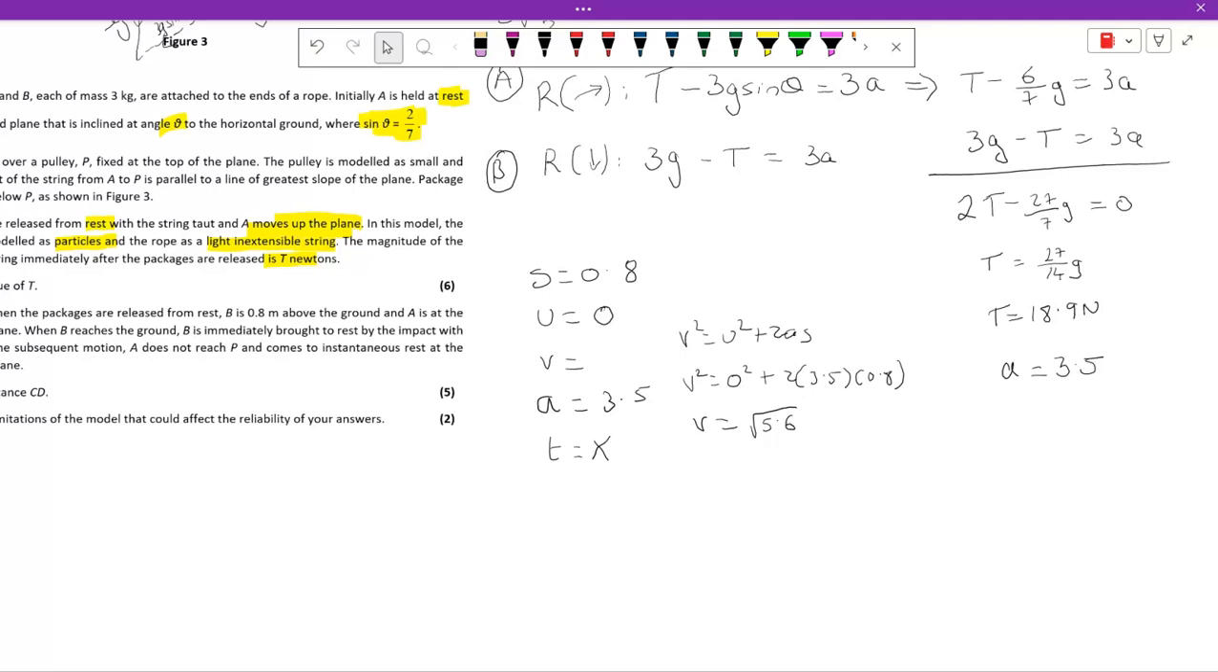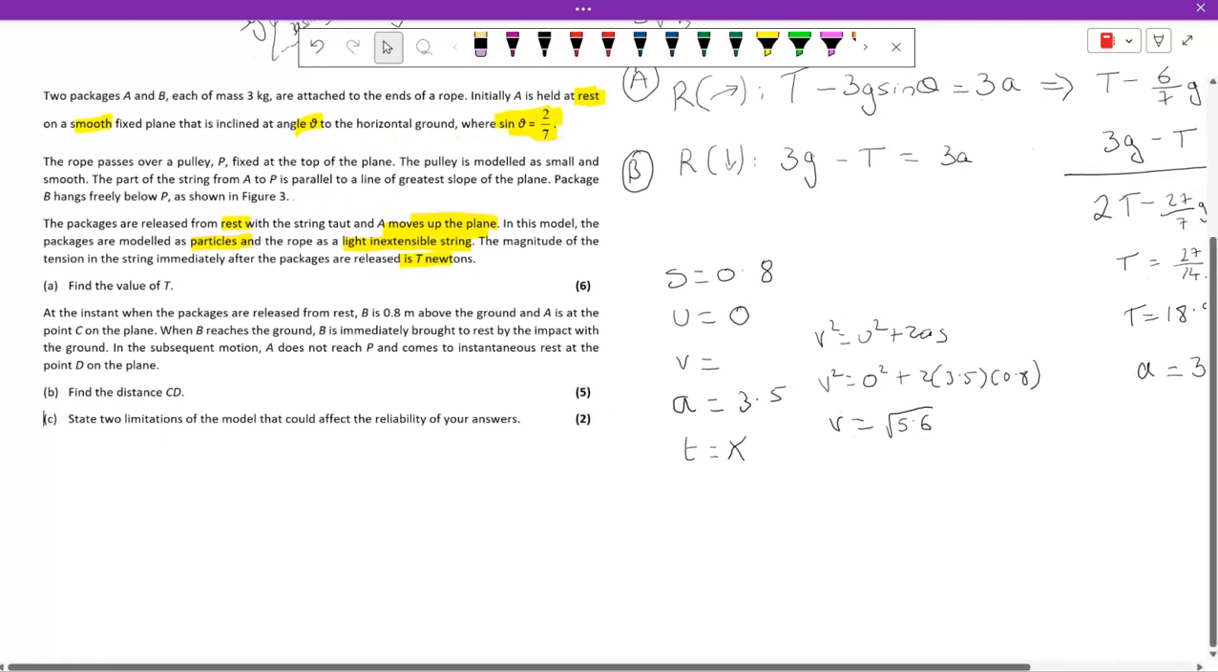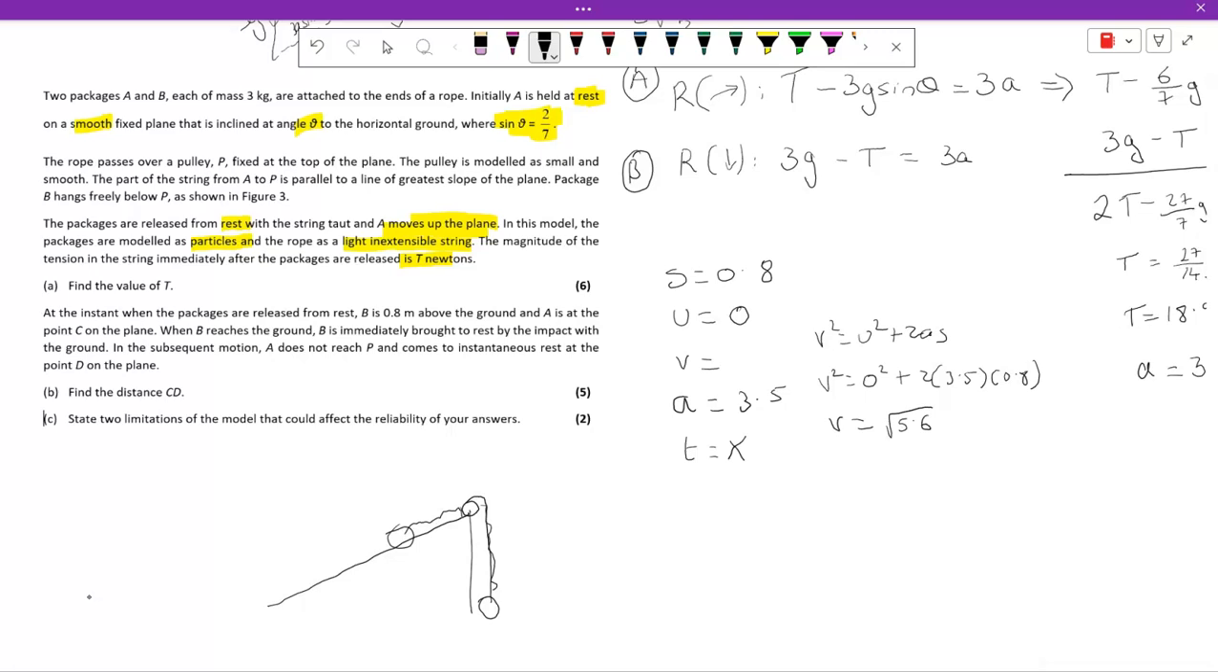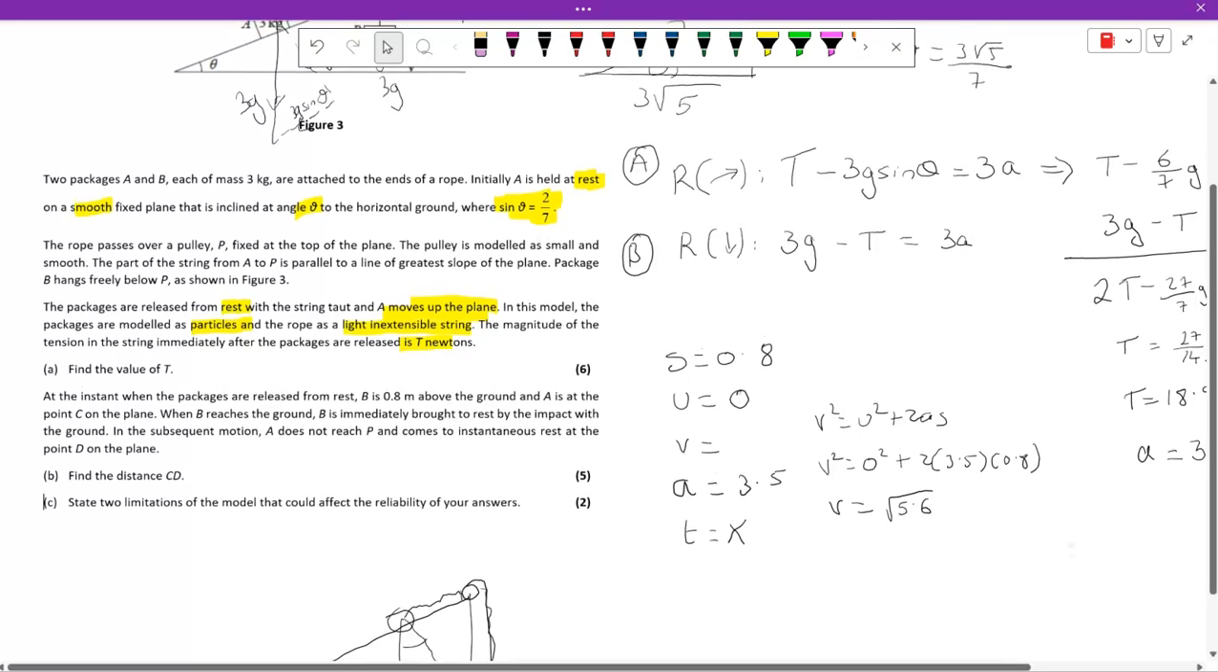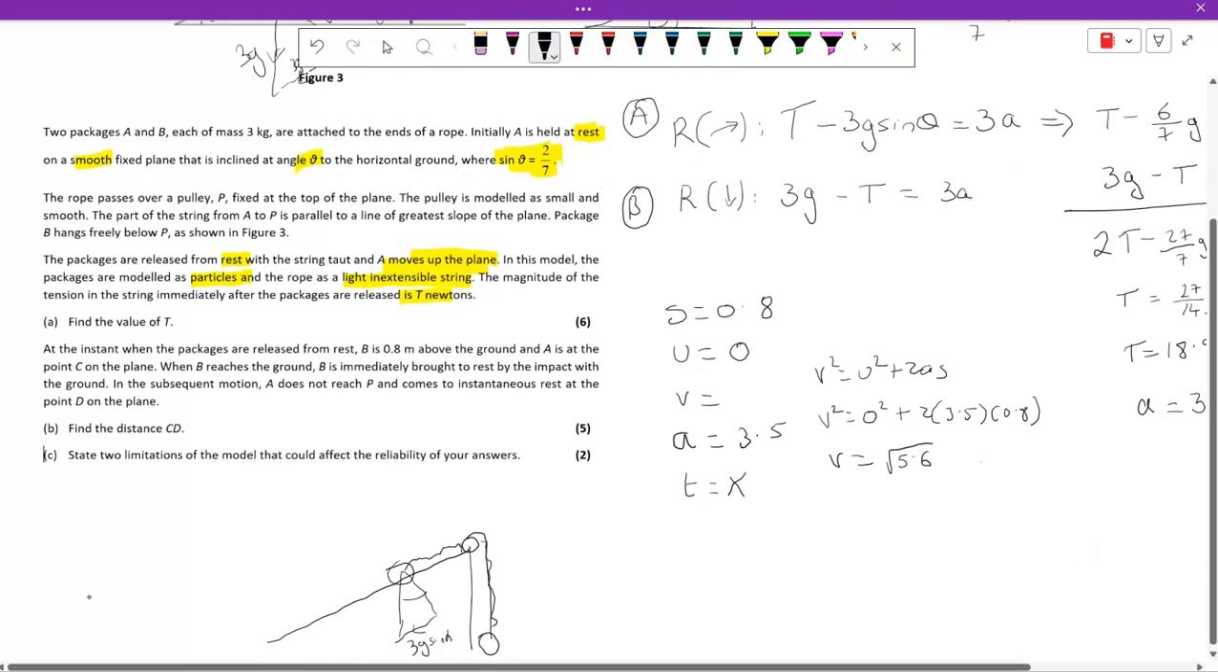Now, in the next phase of the motion, the string is now slack. Because B has hit the ground, the string is going to be slack. And so there's going to be no tension in the string pulling particle A up. The only thing that's going to be acting on it is the weight component coming down the slope. And the weight component coming down the slope was 3g sine alpha. We know that from earlier. So we've got 3g sine alpha coming down the slope.